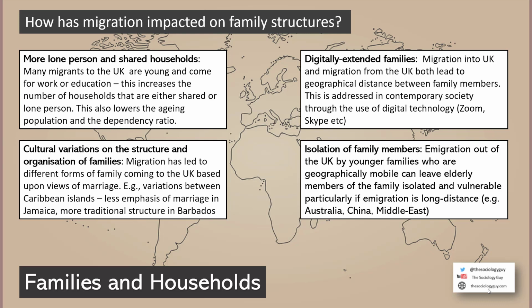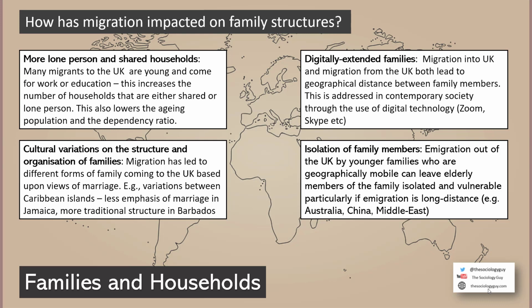Other ways that migration has impacted on family structures, things like cultural variations to the structure and organisation of families. Often students wrongly assume that Black Caribbean families are all lone parents. They're not. There are different attitudes based upon the different islands that people live in. This is based off the work of Tracey Reynolds, who looked at how Barbadian families tend to be more traditional, more likely to be a nuclear family, whereas Jamaican families are a little bit more secular. They don't see marriage as being a social institution, and therefore you're less likely to have married families there. You still will have them, but it's less of a cultural expectation for people to get married.